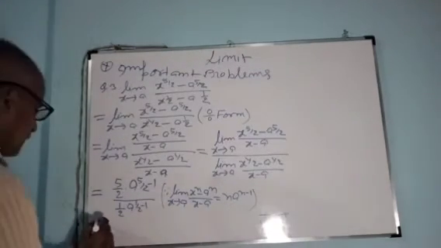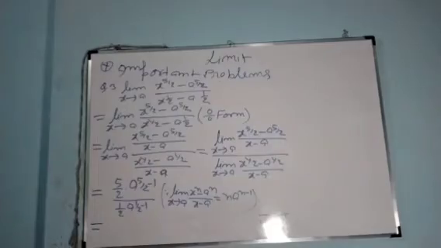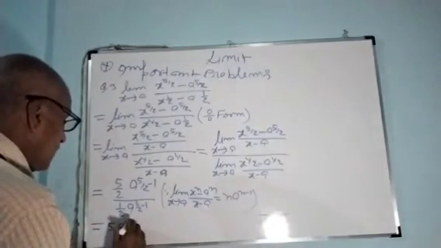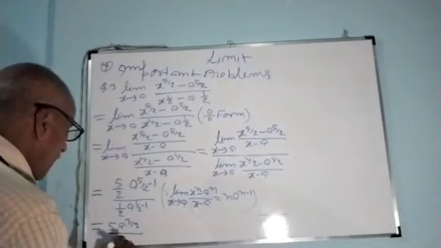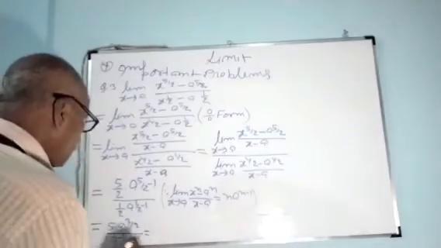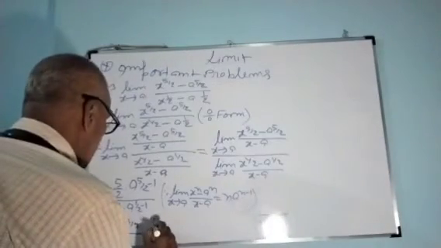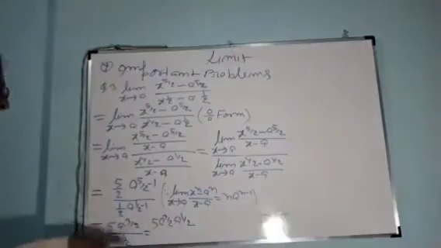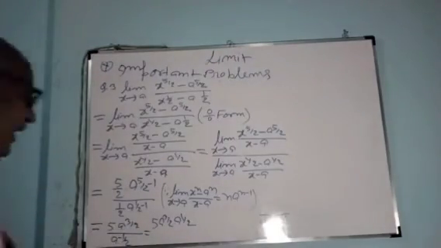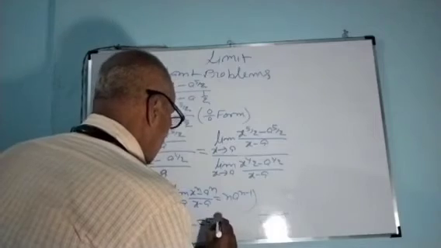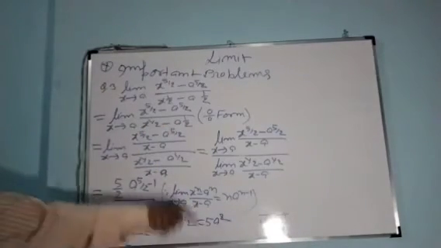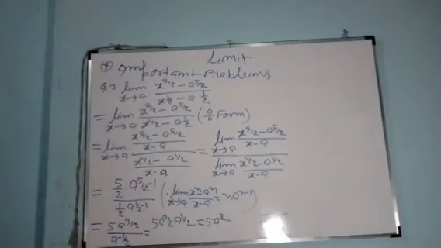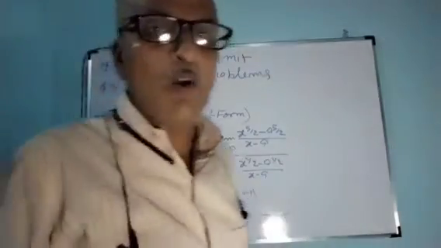This is equal to 5 a to the power 3 by 2 by a to the power minus 1 by 2. This is equal to 5 a to the power 3 by 2 into a to the power 1 by 2. This has come above. And this is equal to 5a square. This is the required limiting value of the function. You note it in your notebook.